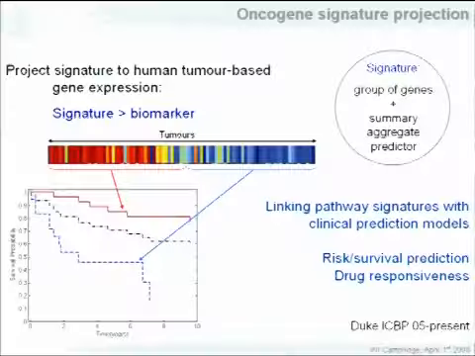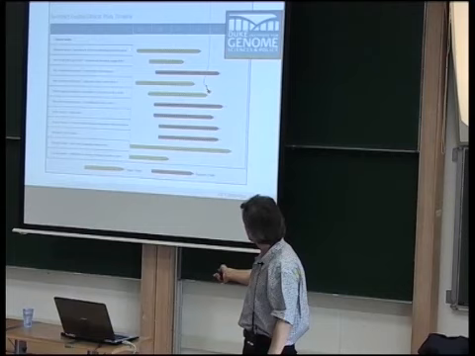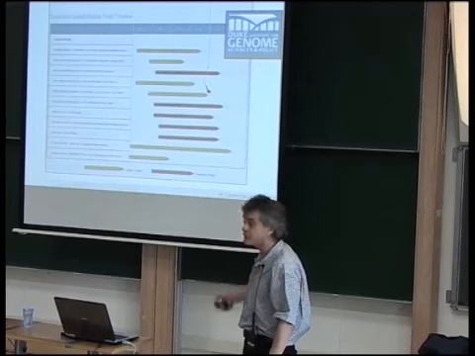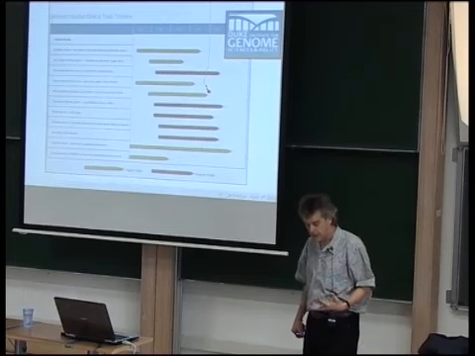So that's really just a brief introduction. I'm going to move into statistics a bit now, although there's no maths. We've been doing this kind of work for about 7 years, and this is just a picture from the Genome Institute website at Duke, which is a timeline for a number of clinical trials, all of which are being guided by gene expression and other forms of genomic signature definition.